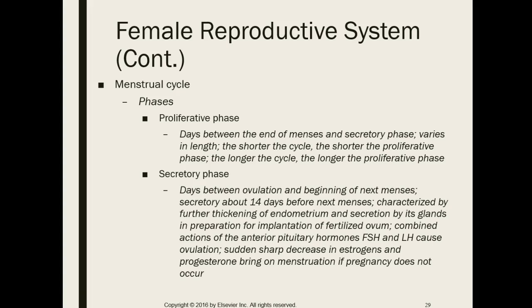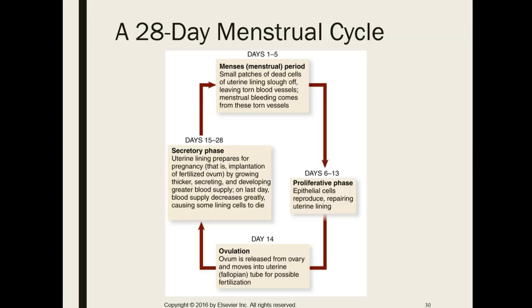And then if we have a decrease in estrogen and progesterone from that corpus luteum, then menstruation is going to take place because pregnancy is not going to occur. So this cycle just repeats itself, starting with menses and then the proliferative, ovulation, and finally secretory.